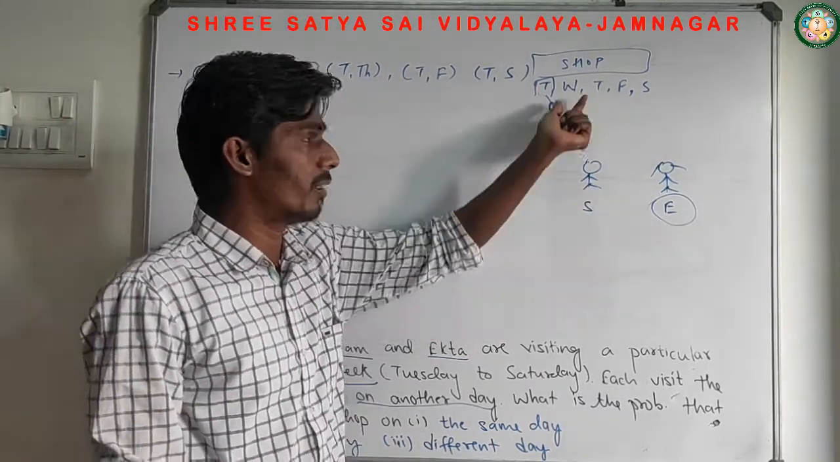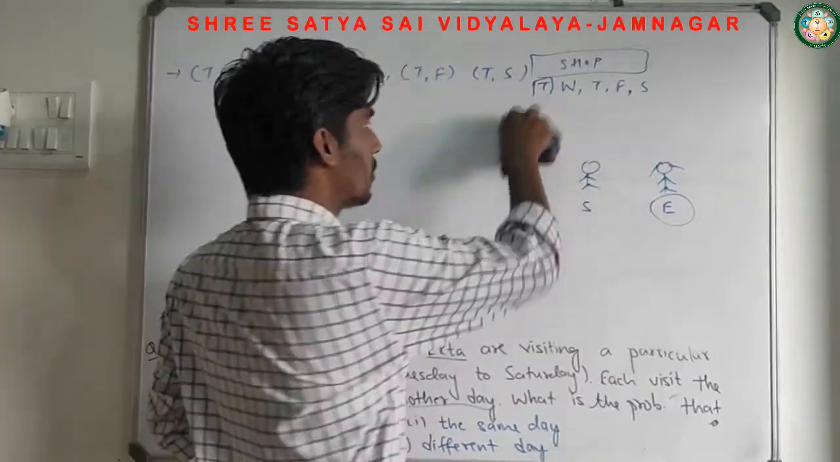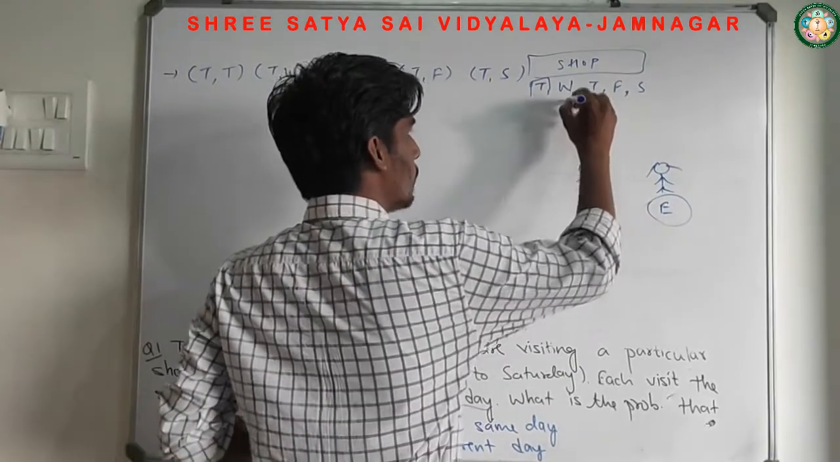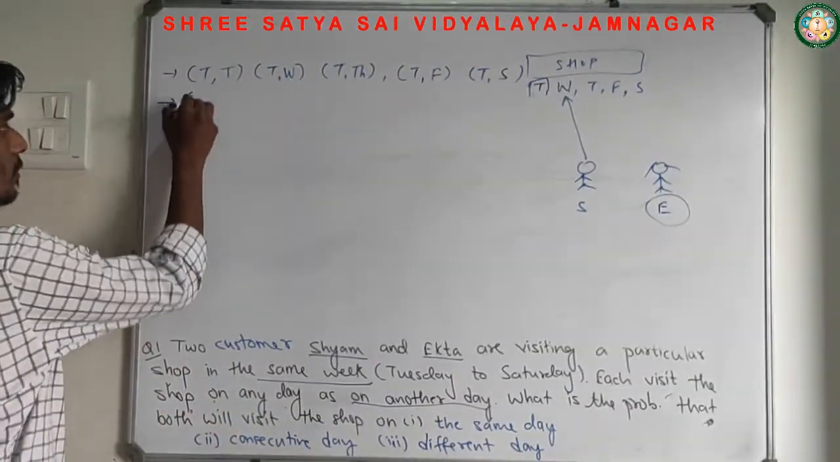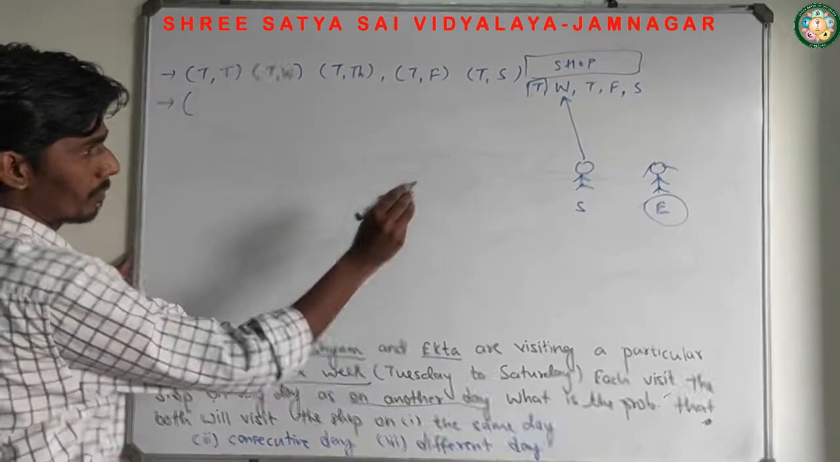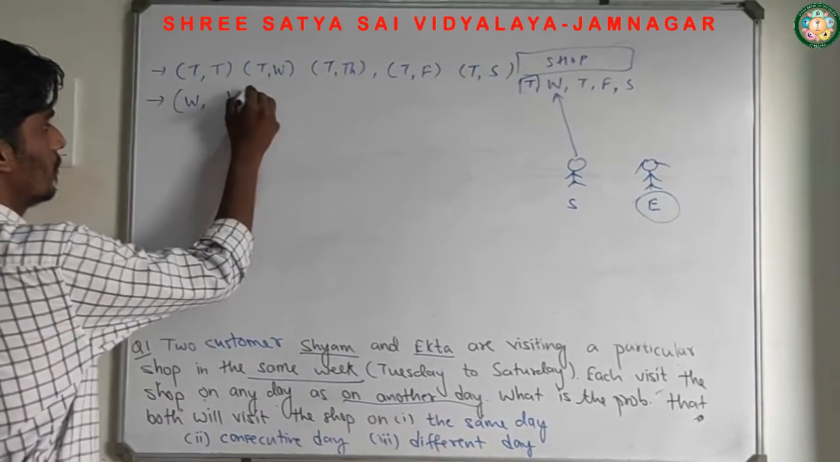Now the same thing is possible for Wednesday. It is possible he didn't go on Tuesday, but he went on what? Suppose he went on Wednesday. Now here, Shyam went on Wednesday.